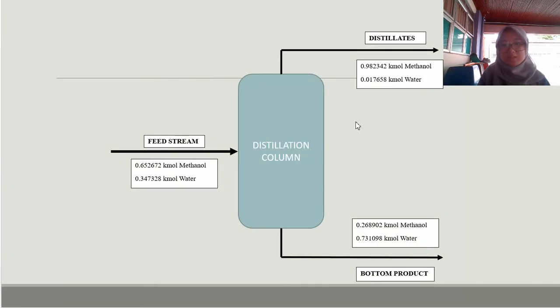This is the distillation column of our project. This is the feed stream, as I mentioned earlier. This is our top product, and this is our bottom product. What we want is the top product. So I will pass to Teha for the Aspen Plus.